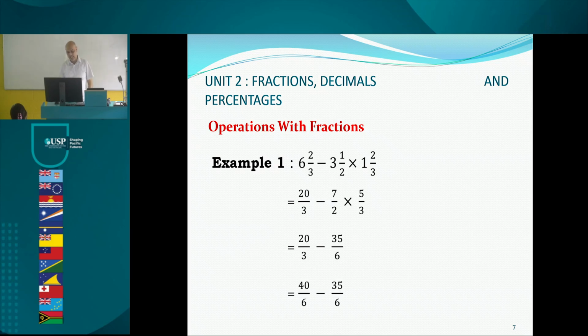And finally, what I'm doing here is making the denominators of both fractions the same. So how do I change this to a denominator of 6? Multiply by 2 down here and multiply by 2 up here. Yes, times 2, times 2, so that the denominators on both sides are the same. Now you subtract the numerators, 40 minus 35.